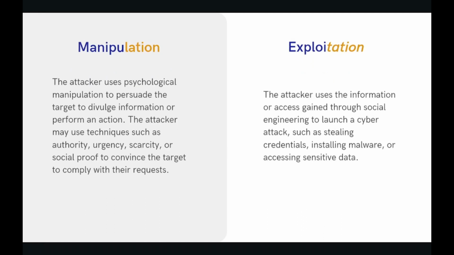One objective of social engineering is to persuade the target to divulge sensitive information or perform an action that would benefit the attacker. To achieve this objective, the attacker may use a variety of psychological manipulation techniques such as authority, urgency, scarcity, or social proof. Here's how each of these techniques work.